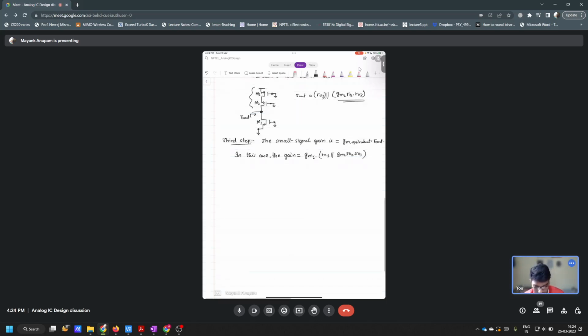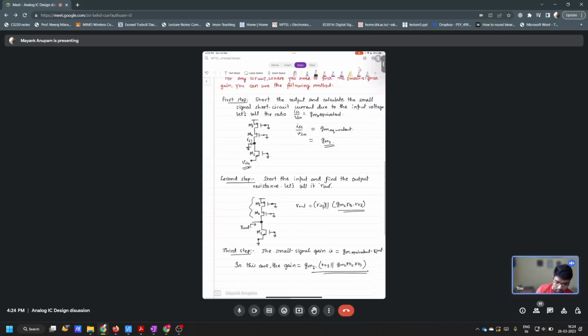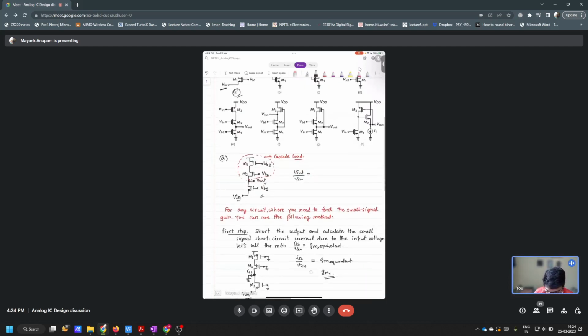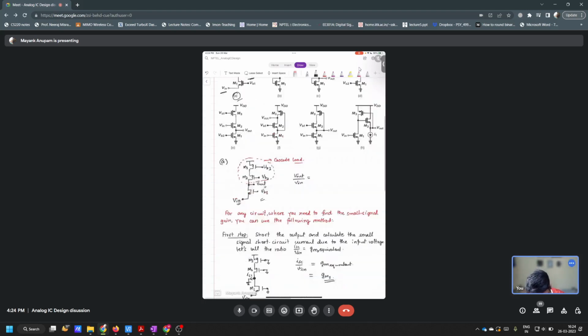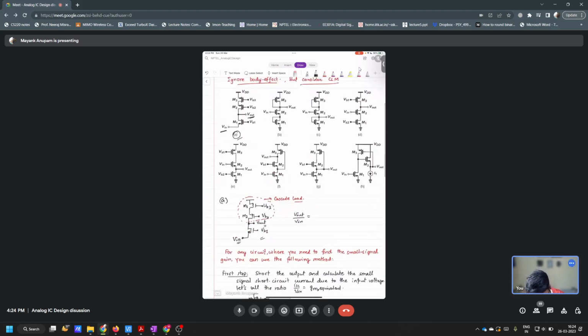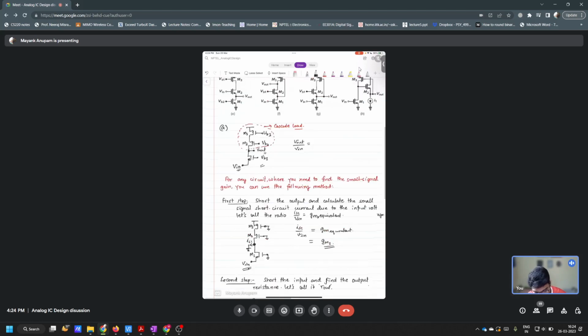This is a very nice way to find the small signal gain in which you can decouple the things. Instead of solving the whole circuit, you can solve it part by part. First you can calculate the short circuit current, and secondly you can calculate the output resistance, and then you can simply multiply them, and that will give you the small signal gain. Okay, fine. So this we understood.